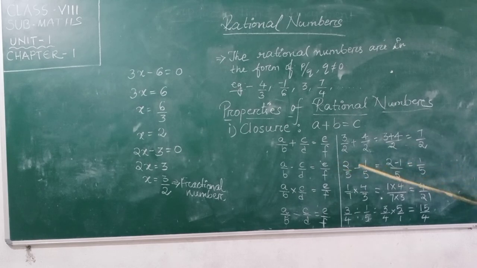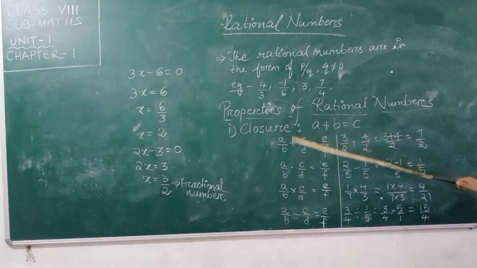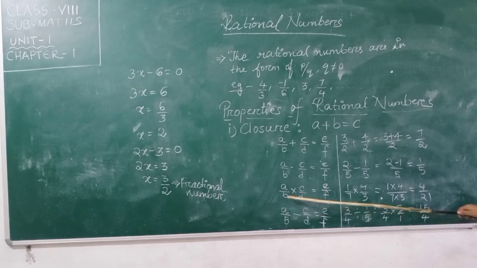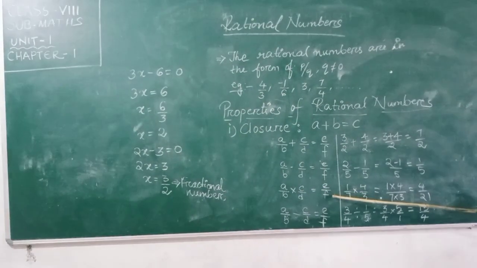So here also we took two rational numbers and the answer is also a rational number. So closure property even holds on subtraction also. Next, a by b into c by d, it is for multiplication. If you multiply two rational numbers, again we get a rational number. So a by b into c by d equal to e by f.